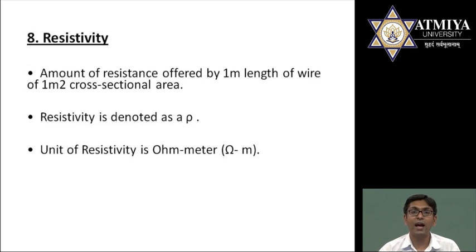So let us go towards our next definition, and that is of resistivity. Amount of resistance offered by 1 meter length of wire of 1 meter square cross sectional area is resistivity. Resistivity is also resistance, but the area is 1 meter square and the length is 1 meter. You can also consider the length as 1 centimeter, but in that case the cross sectional area to consider as 1 centimeter square. So resistivity is denoted by rho, and unit of resistivity is ohm into meter.